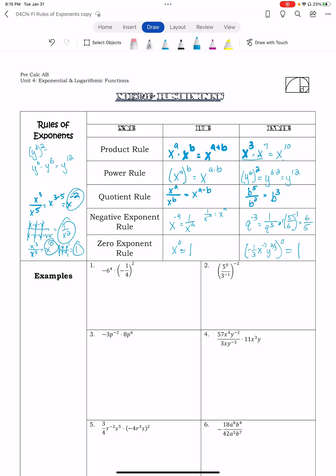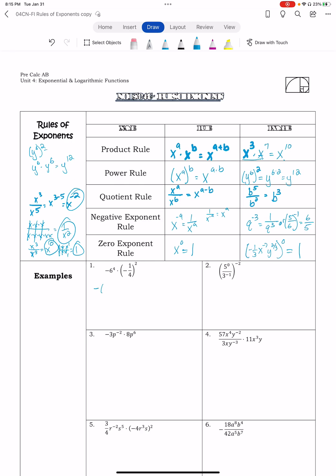Okay. So we are going to just do a few examples. We're asking you to simplify. This is negative 6 to the 4th. That has nothing to do with negative exponents. This is negative, and then we have 6 to the 4th, which is 1,296. And then this right here is going to be 1/4 times 1/4, which is 1/16. So this is going to be negative 1296 over 16, which is equal to negative 81.